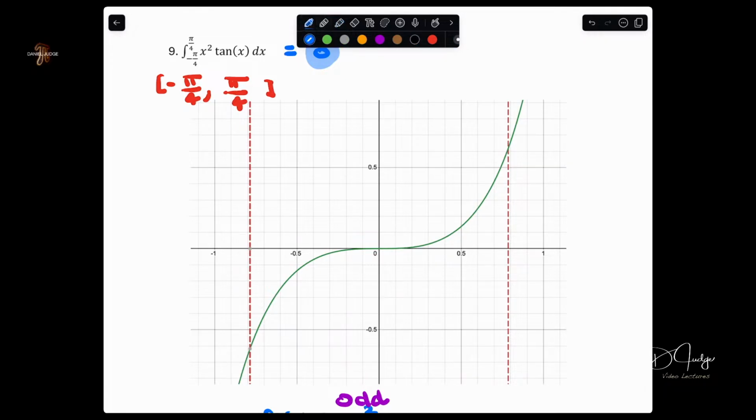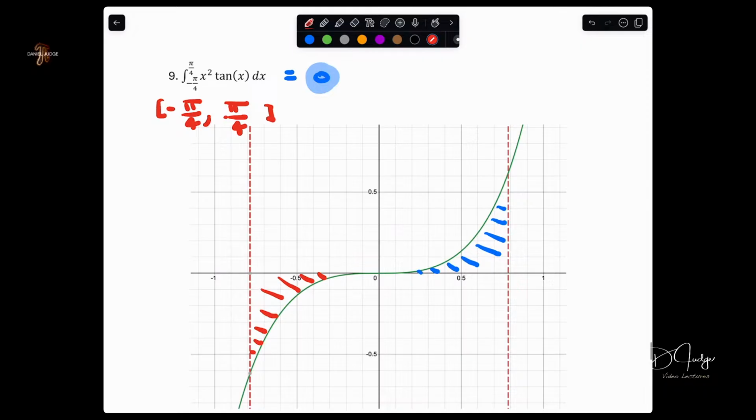If we look at the curve here, you can see there's an equal amount of area above the x-axis as there is below the x-axis. So that net area is going to be 0. This is symmetric about the origin.